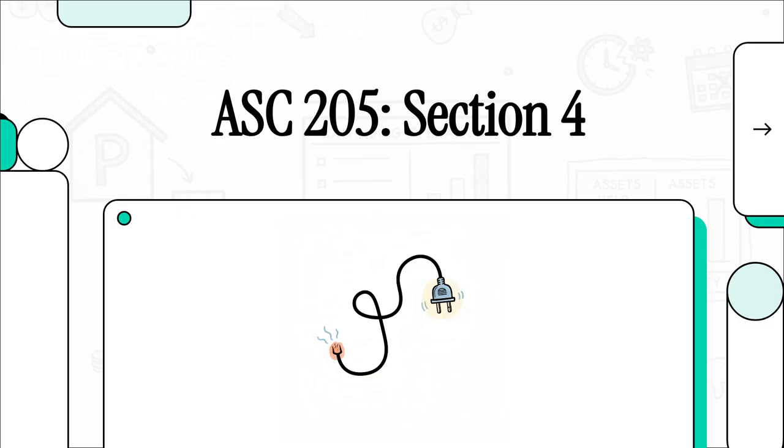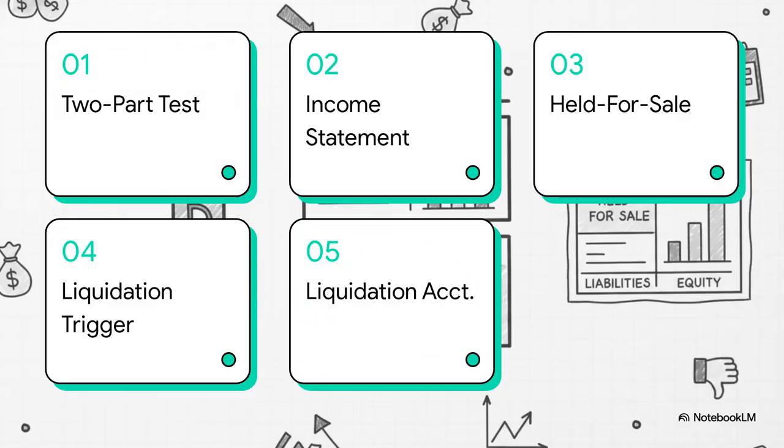We're going to explore exactly what happens to the financial statements when a company officially pulls the plug, whether that means selling off a massive chunk of the business or just shutting down the entire entity altogether. Here's our roadmap for today's journey. First, the two-part discontinued test. Second, updating the income statement. Third, the held-for-sale balance sheet. Fourth, triggering the liquidation basis. And finally, number 5, accounting under liquidation.